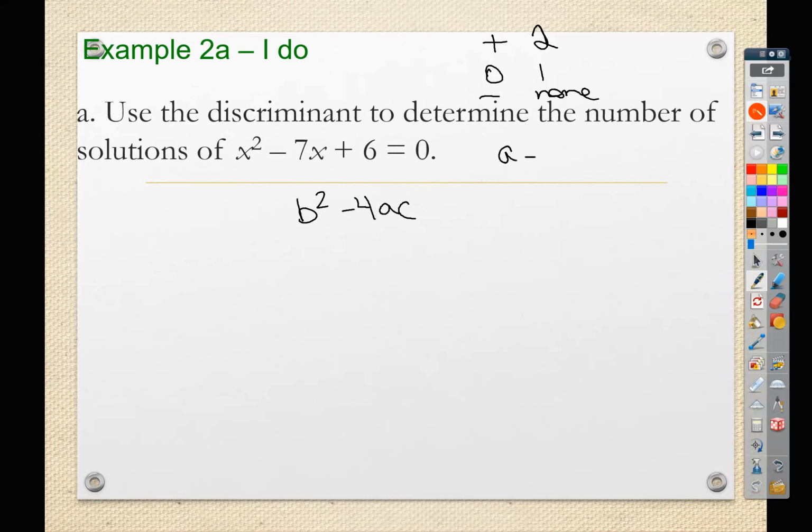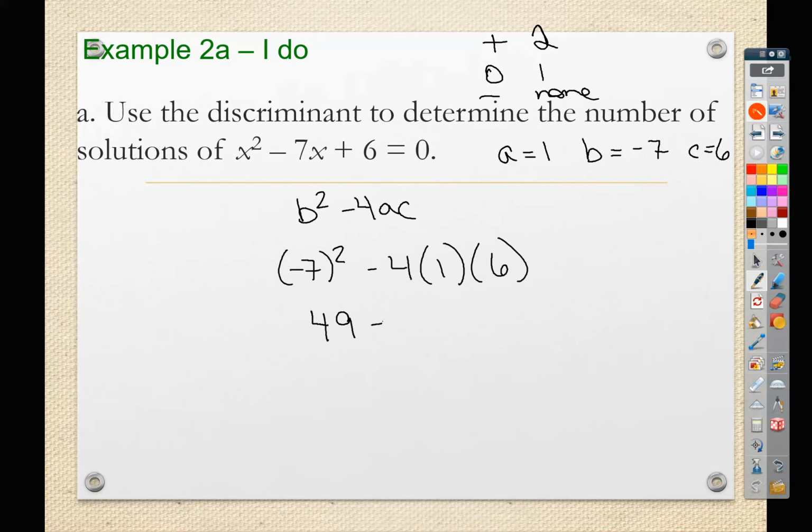Okay, so in this, our A is 1, our B is -7, and our C is 6. So I'm going to say B squared minus 4AC. So that would give me 49 minus 24, which is 25. So the value of the discriminant is positive, which means I have 2 real solutions.